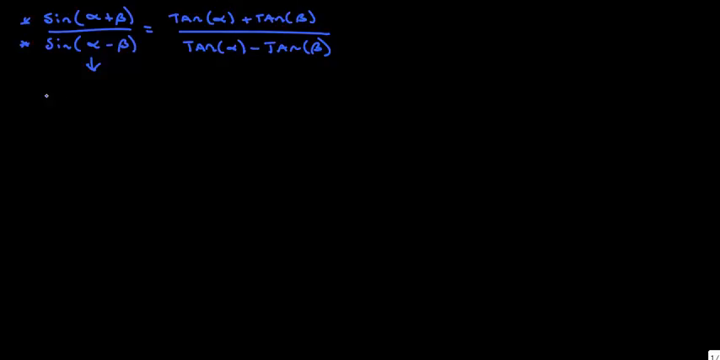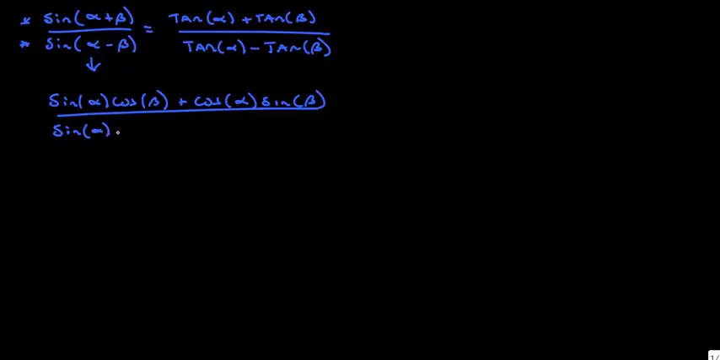So on the top, I have the sine of alpha cosine beta plus cosine alpha sine beta. On the bottom, the denominator, I have sine alpha cosine beta minus cosine alpha sine beta. Now, don't do this: you can't cancel this sine right here with this sine because there's addition or subtraction between terms.